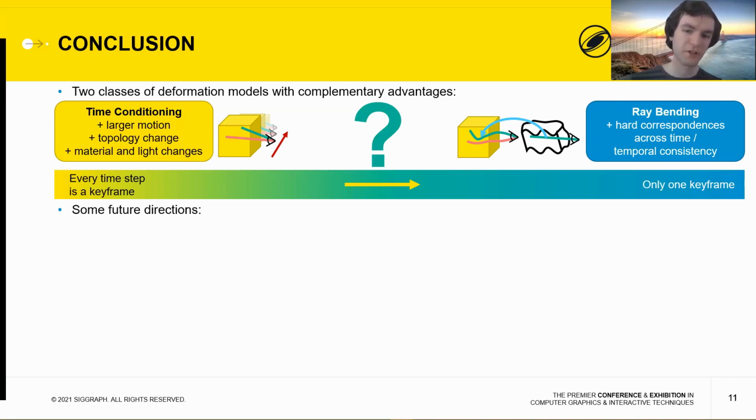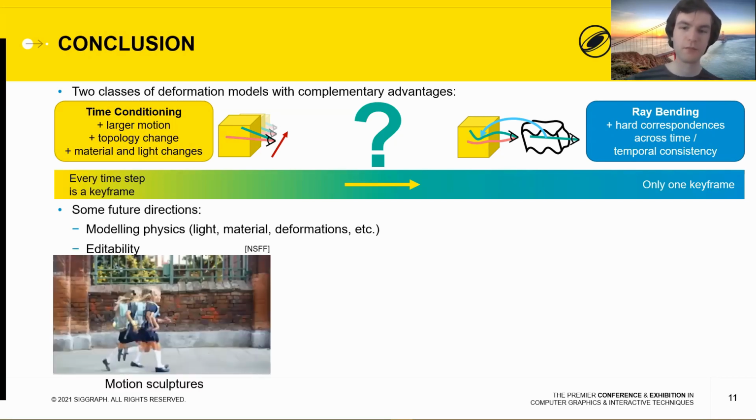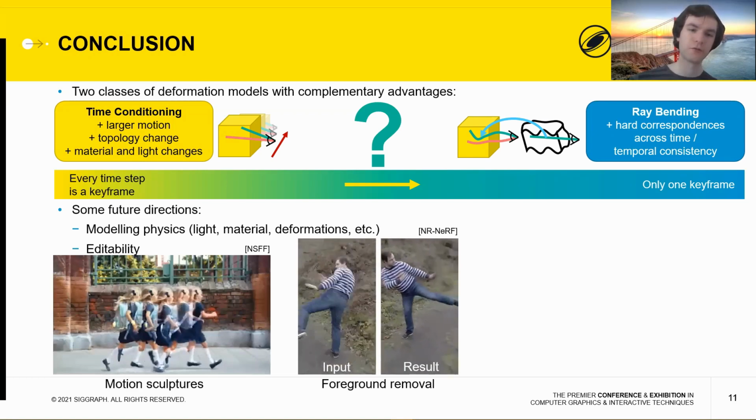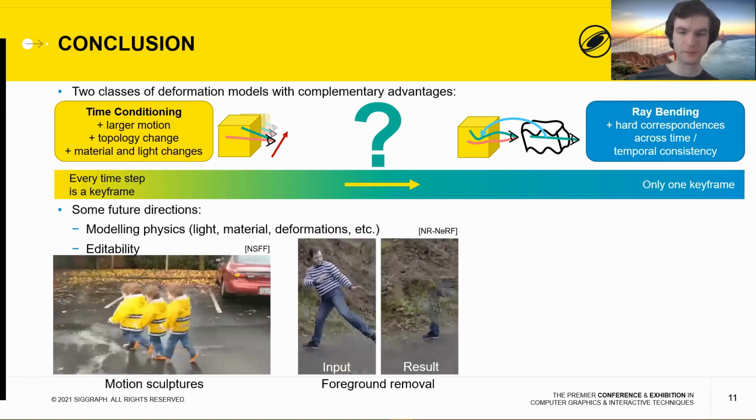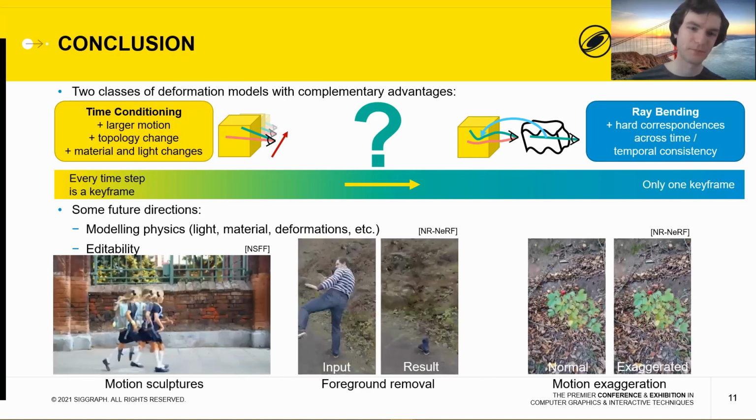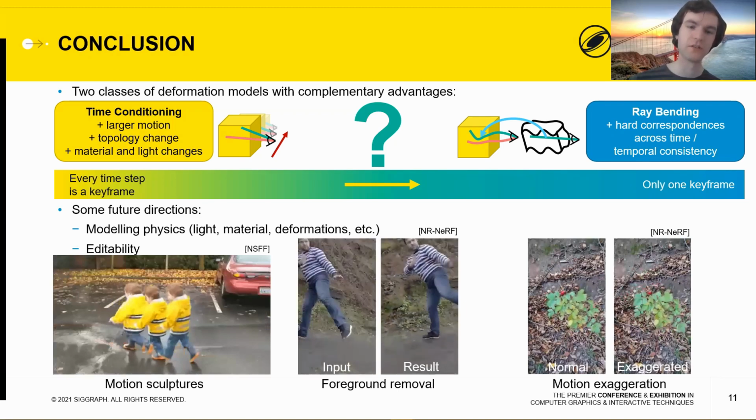Okay, with that, I would like to close by mentioning 2 future directions, namely modeling physics, like the light or materials or the deformations, especially the impact of dynamic objects, and the ability to edit the representation. There were already a few examples in the discussed papers, for example, motion sculptures. We can also get some simple visual effects if we use foreground removal to simulate transparency. And we can exaggerate motion, as you can see here on the right.